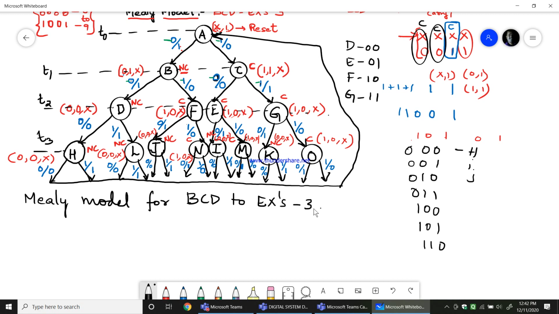Yeah, any doubt, students? Whatever I have written. This is not the end. We haven't designed the sequential circuit yet. We have written the model. By this model, we will now write a transition table.